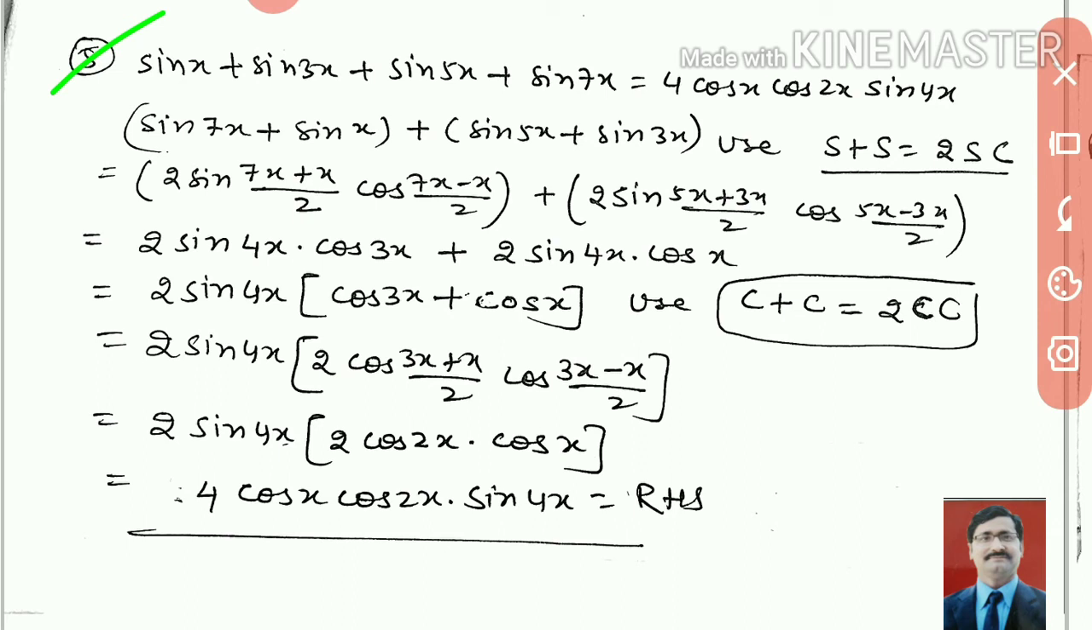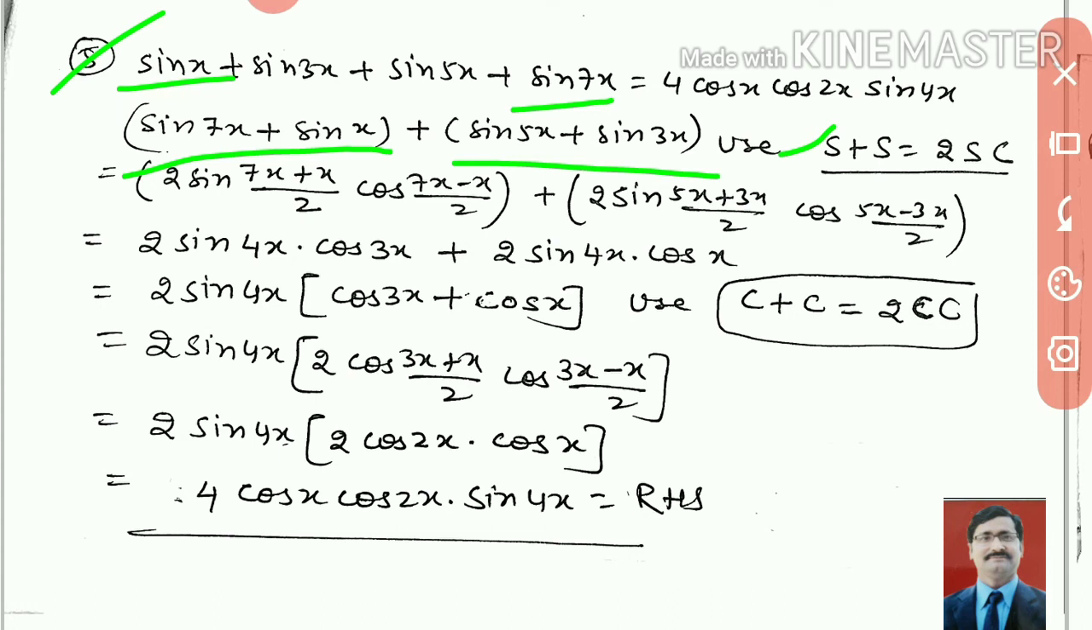This we have to prove. How can we prove it? Look here. Here, sin 7x and sin x you can write in one bracket, and sin 5x and sin 3x you write in another bracket. You will use this formula: sin C plus sin D equals 2 sin (C plus D)/2 cos (C minus D)/2.